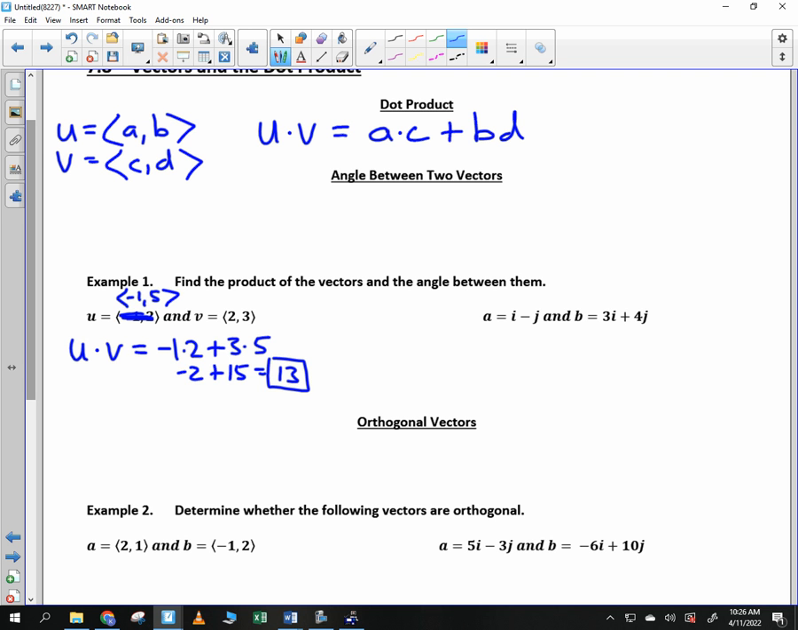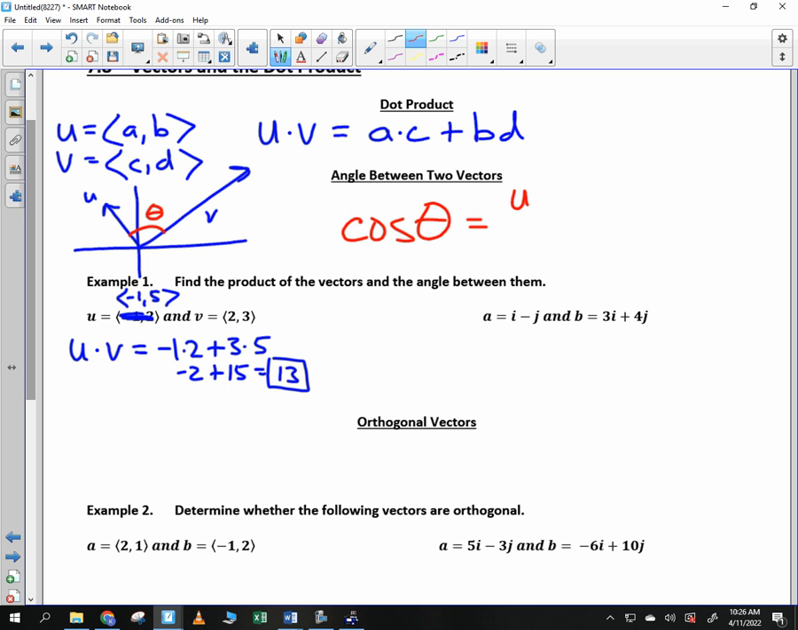All right. In order to determine the angle between two vectors, suppose you had vector u, and suppose you had vector v, and you wanted to find this angle theta that sits between them. The way that we do that is we set up an equation. The equation is cosine of theta is equal to u times v, so the dot product, divided by the two magnitudes multiplied together.